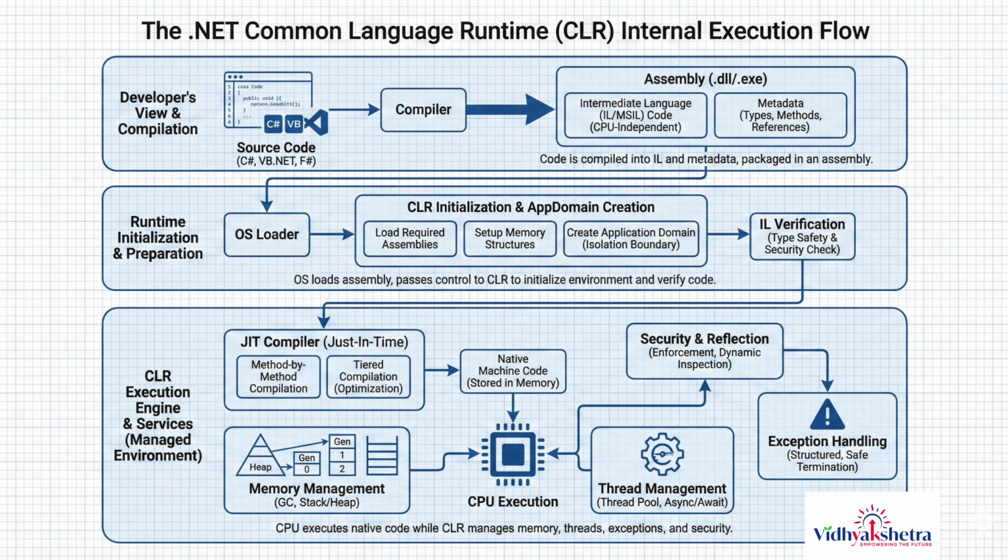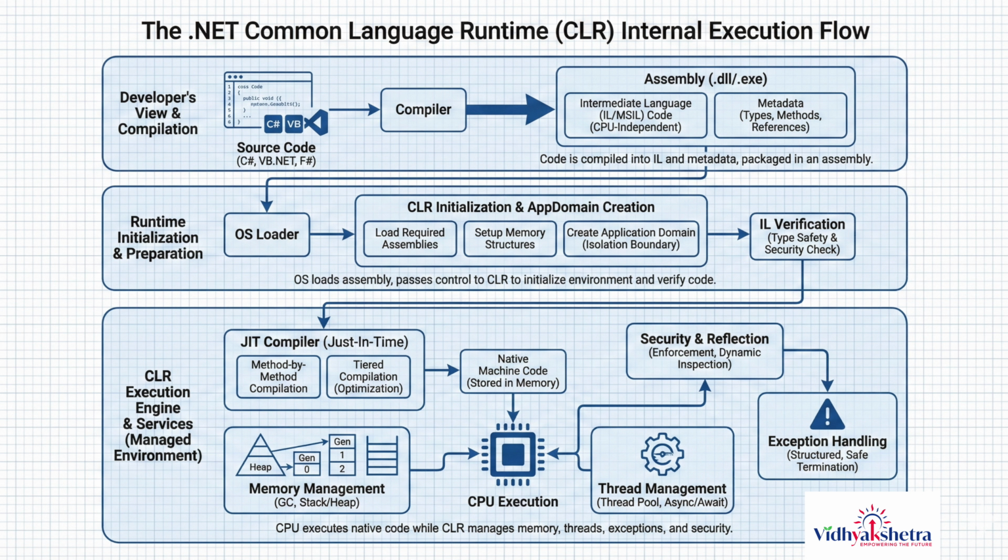When a .NET application is launched, execution does not immediately start from the main method. The operating system first loads the application and recognizes it as a managed assembly. Control is then passed to the CLR. The CLR initializes itself, creates the required runtime environment, and prepares the application for execution. This includes setting up memory structures, loading required assemblies, and creating an application domain.